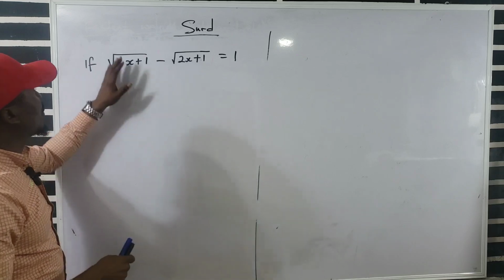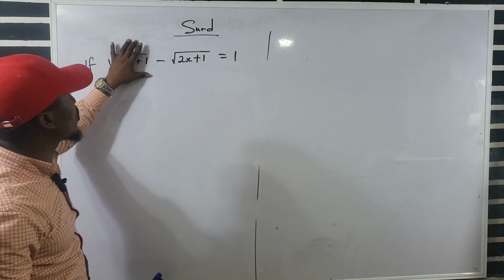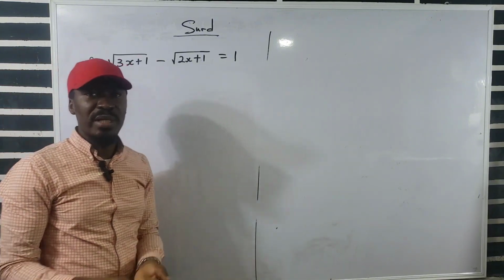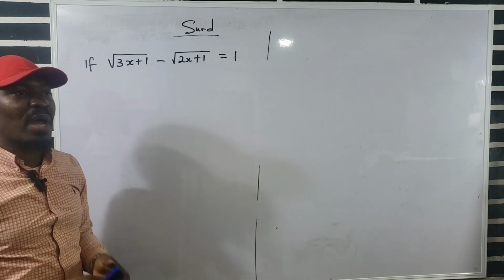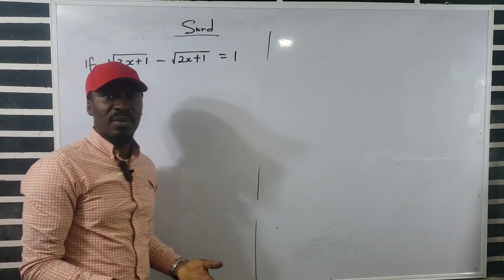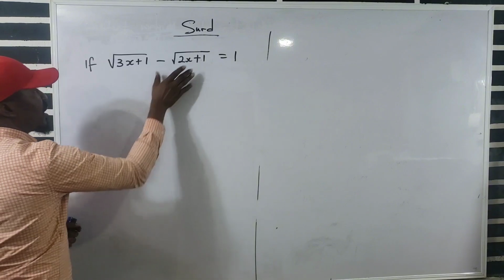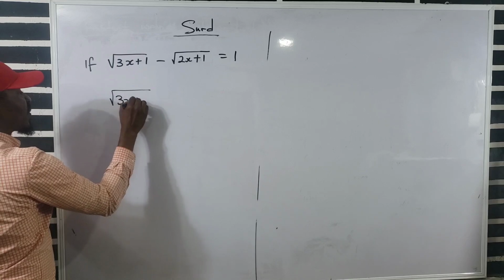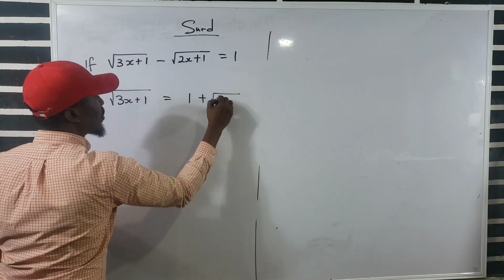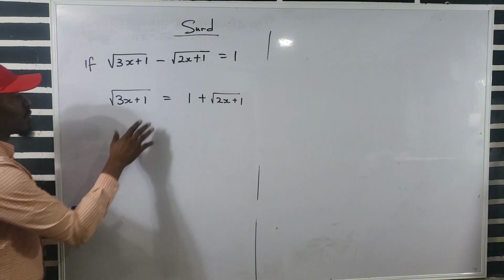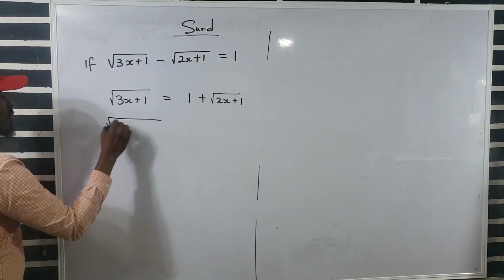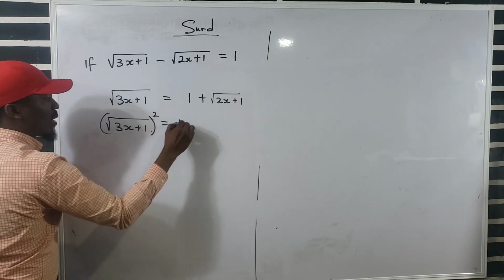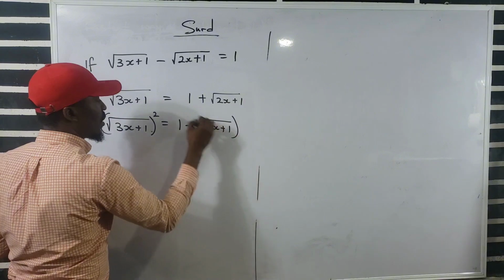Okay, so if you take the square of both sides, the square root won't leave. Though if you solve the other way around, the square root will leave, you have to solve it in a way that leaves a simpler problem to solve. So the best thing to do to make it simpler is to take this one over here. That will give you square root of 3x plus 1 equals 1 plus square root of 2x plus 1. So the next thing is to square both sides. That will give you square root of 3x plus 1 all squared equal to 1 plus square root of 2x plus 1 all squared.